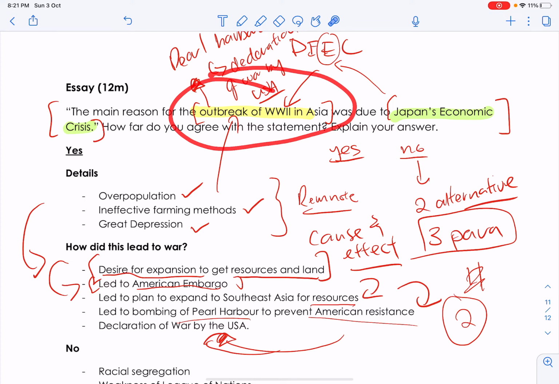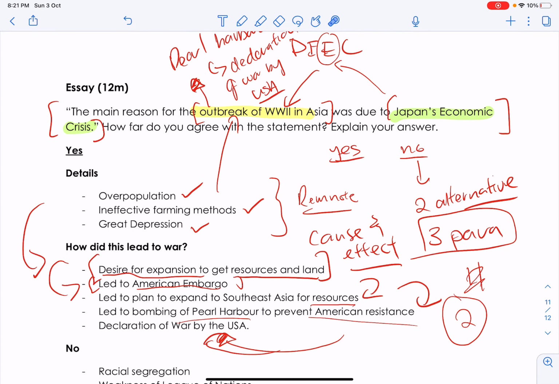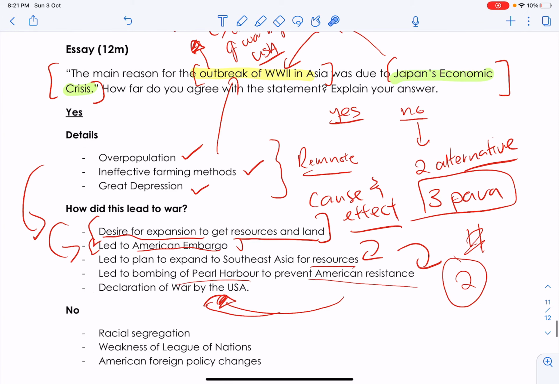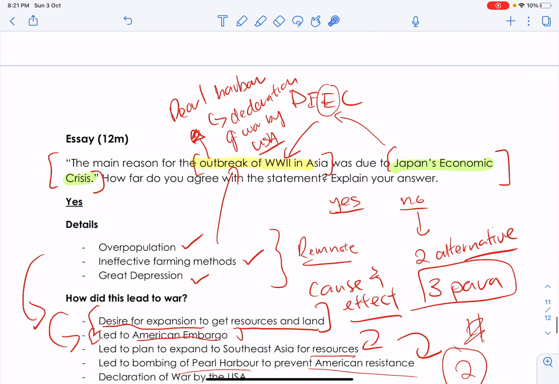Again, this is similar to doing a source-based case study. It's just that now all the information should come from your brain, but the explanation still needs to be clear on how it is extended and links to the outbreak of war in Asia. Then, when you're done with this first paragraph, you can move on to alternative factors that link back to the main outcome again, the outbreak of World War II.